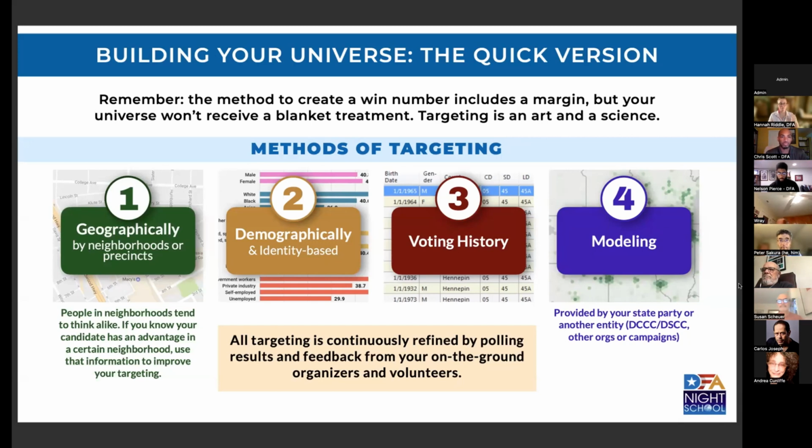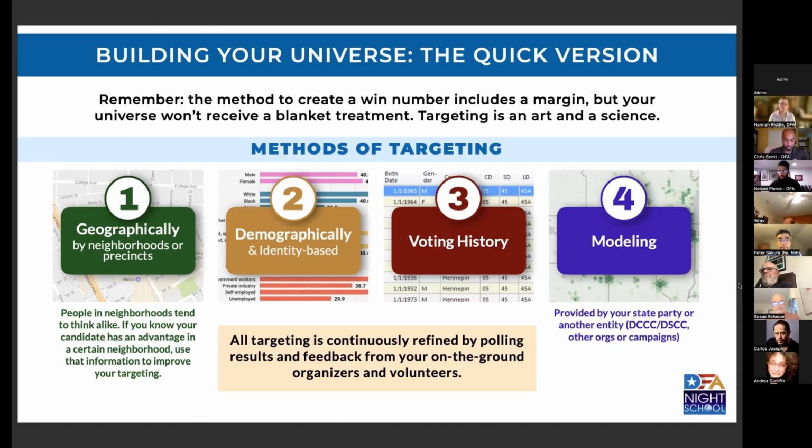But all of your targeting should be a constant feedback loop. We talk about polling. Polling is sometimes inaccessible for campaigns just because of how much it costs, and also it's not always reliable. But if you ask any organizer in 2016 what they thought would happen, any organizer on the ground who was knocking doors could have told you what was going to happen. So make sure you're paying attention to the volunteers on the ground and what they're telling you, your organizers who are talking to voters every day. Those people have those voter contacts, and they know what the community is thinking.